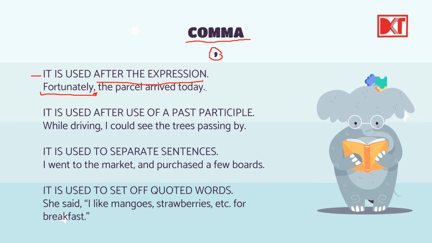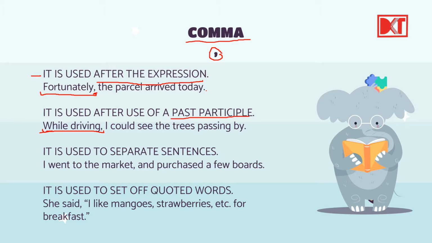Then the next usage is that it is used after a past participle phrase. Now, while driving, this is a past participle phrase being used. And then what happened? I could see the trees passing by. So while driving is the past participle phrase. After the usage of the past participle phrase, a comma is used.